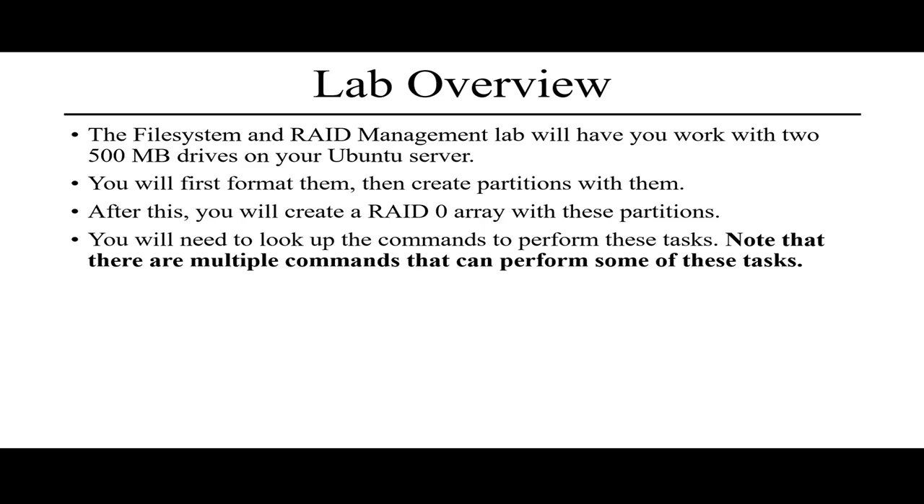Before setting up RAID, you're going to take two 500 megabyte disks on your Ubuntu server. You're going to format them, create partitions on them, and mount those partitions. Then you're going to use them to create a RAID 0 array. You will need to look up the tasks and commands. There are multiple solutions. There really isn't one solution for this lab.